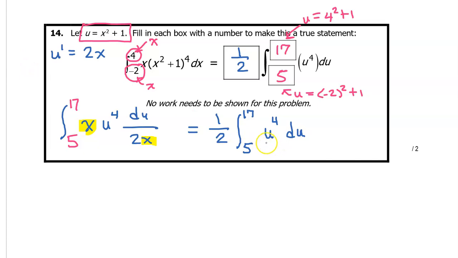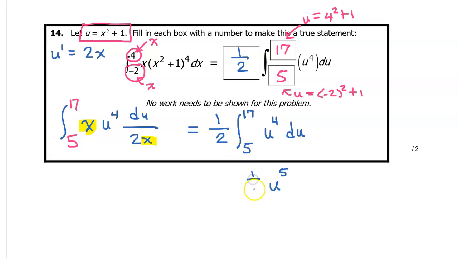The cool thing is that now that we have changed the limits of integration from x's over to u's, we will not have to substitute x squared plus 1 back into the equation. We can just finish it out with the u. So the antiderivative of u to the 4th power, I'm going to add 1 to the exponent, so I have u to the 5th power. And then I will divide by my new power. So I'm dividing by 5. I have this 1/2, so if I divide by 5, this is going to be 1/10.